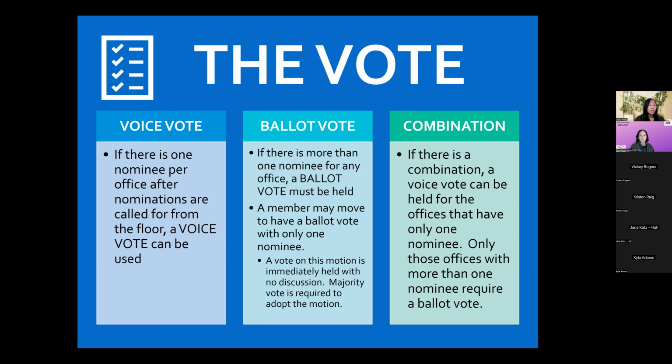If a member wants to have a ballot vote, maybe somebody doesn't like the candidate and they want to see if everybody doesn't want them, and they move to have a ballot vote with only 1 nominee, you must have a ballot vote with only 1 nominee. And you can also do a combination. If there are several candidates for 1 office and only 1 for others, then you can do a voice vote for all the ones that have only 1 nominee, and then just do the ballot vote for the ones that are required.